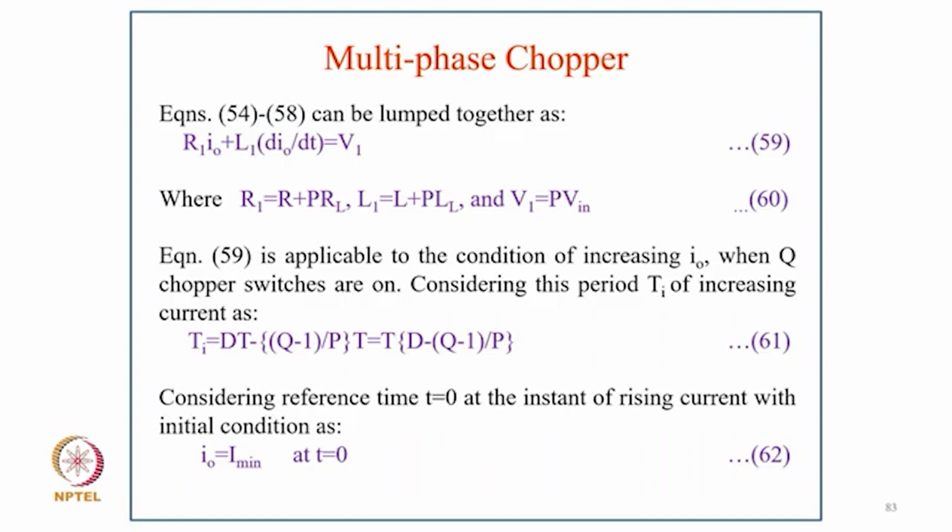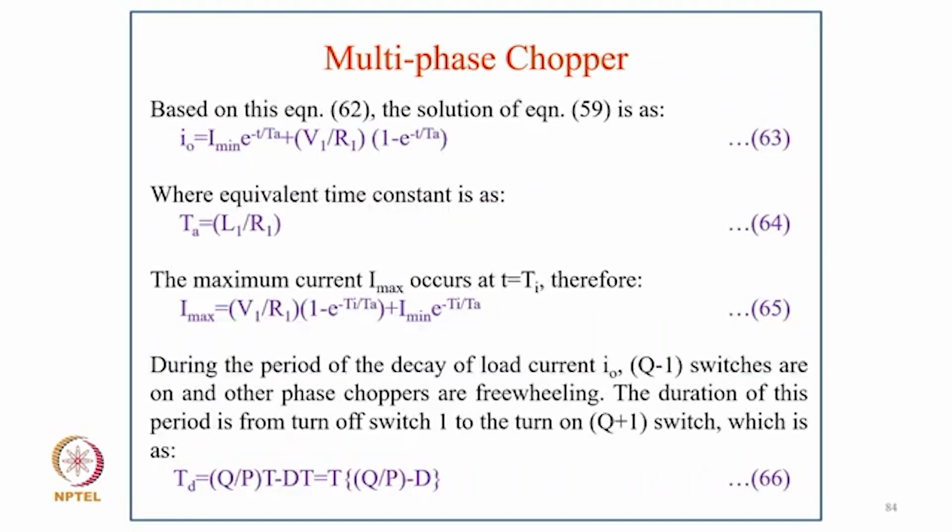So this equation, the volt-ampere equation, is applicable to the condition of increasing Io when Q chopper switches are on. Considering this period Ti of increasing current, Ti = dT = (Q - 1)/P times T, or T = (Q - 1)/P. And considering the reference time t = 0 at the instant of rising, with initial condition I = Imin at t = 0.